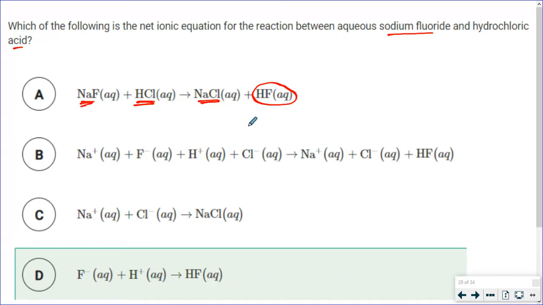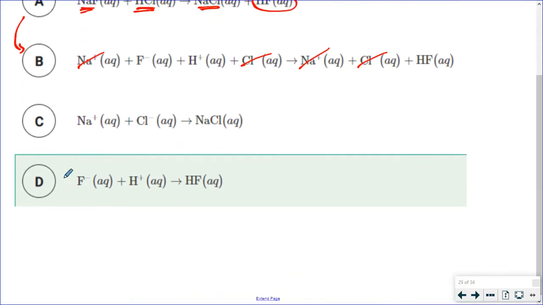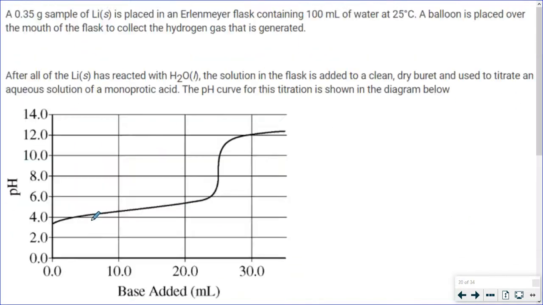So what would that look like? Well, it'd look like B here. So this is a molecular equation. B would be the complete ionic equation. And then you can cancel everything. That's what net ionic is. Cancel everything that's the same on both sides. So sodium would cancel with sodium. The chlorine would cancel with the chlorine. And the only thing that's left would be H plus and F minus to make HF. And that's what the correct answer is. It's D.